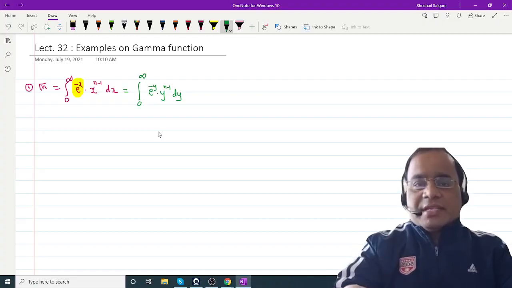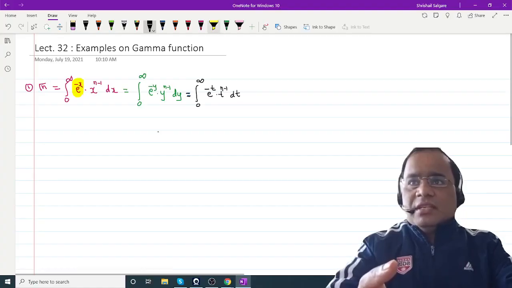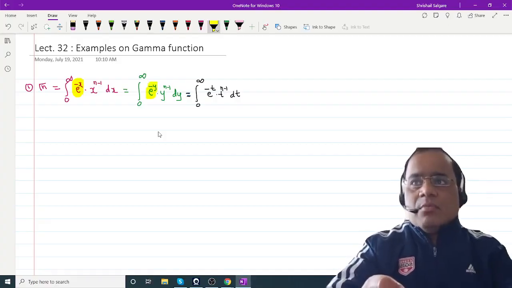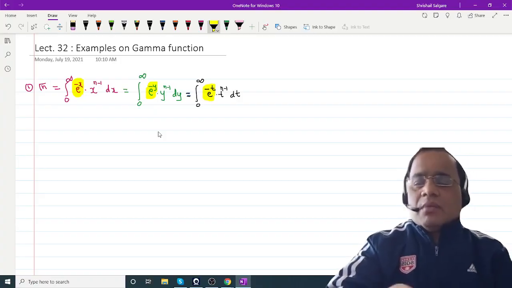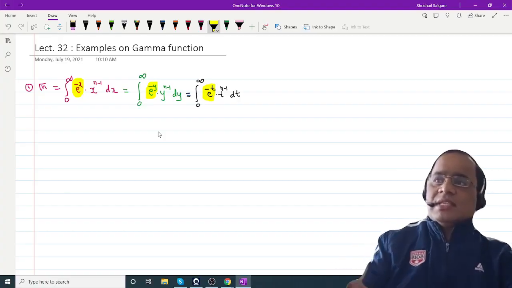Whether you are using x, y, or t, all will evaluate the same thing. The same integral we may write as integral 0 to infinity e raised to minus t into t raised to n minus 1 dt. So everywhere when you are reducing an improper integral to the gamma form, our focus is to obtain the kernel, meaning e to the power minus parameter term, that I have to obtain. Okay, so this is the definition.